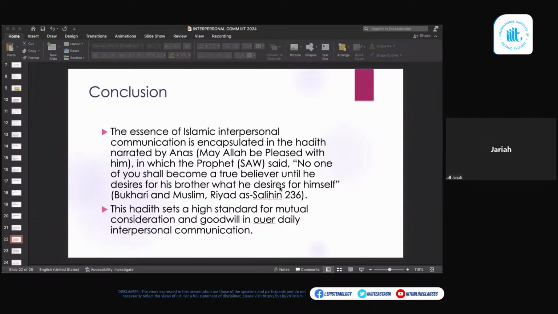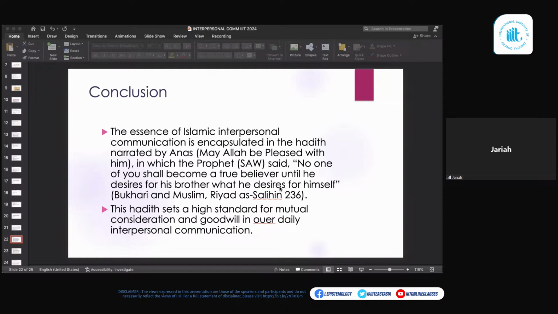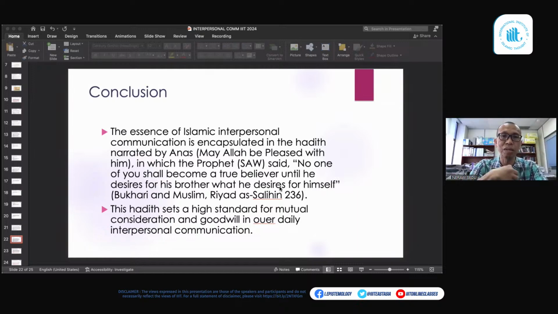And more often than not, when it comes to food, our physical need, we tend to be very, very careful. But when it comes to spiritual food, we tend to be very careless. That's a problem sometimes. And we know whatever we eat or consume will somehow affect our spirituality.